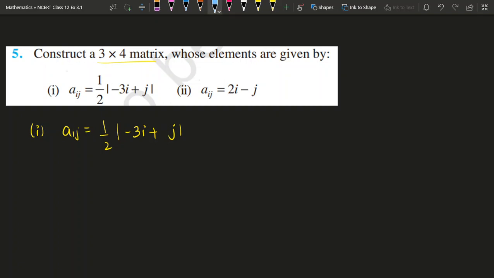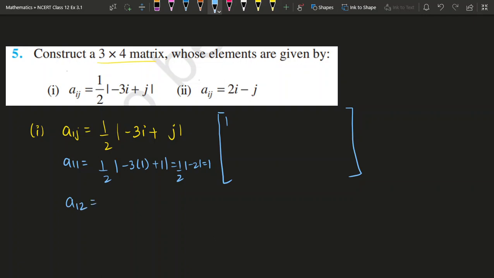So if you write the matrix, it's a 3 by 4 matrix, so 3 rows and 4 columns. In this matrix out here, the first entry, A11, would be equal to half times the absolute value of minus 3 times 1 plus 1. And minus 3 times 1 is minus 3, plus 1 is equal to minus 2. Mod of minus 2 is 2, so 2 over 2 is 1. So A11 is 1.